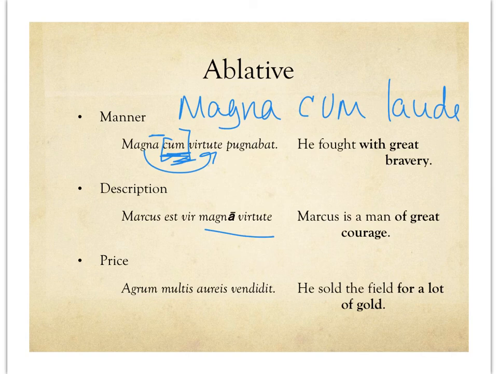We also have an ablative of price. If you remember, we used genitive to express value. I value him 1 cent, of a cent. But if we're actually talking about a specific price that we paid, we put that into the ablative. Agrum multis aureis vendidit. He sold the field for much gold. Multis aureis. Many gold coins.